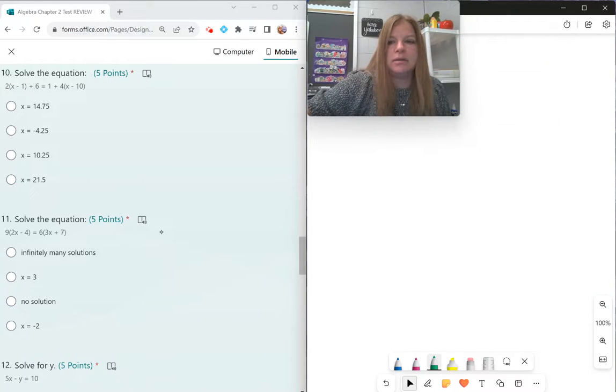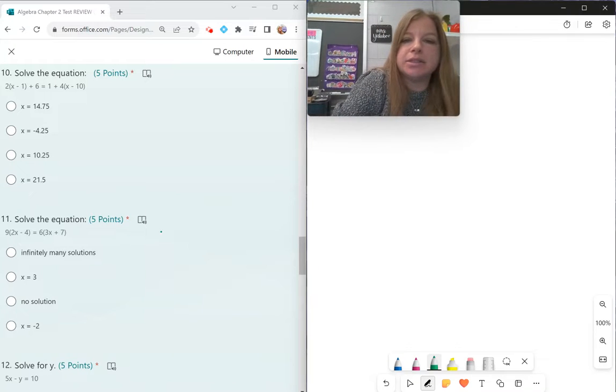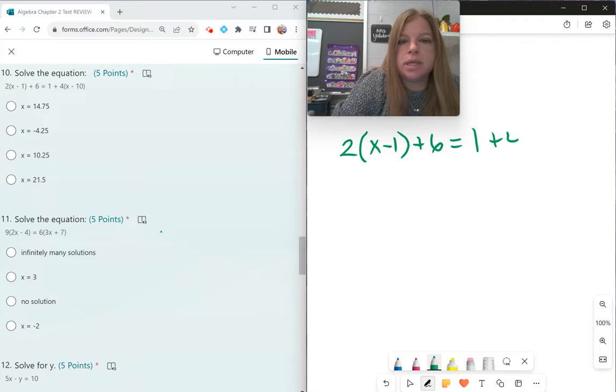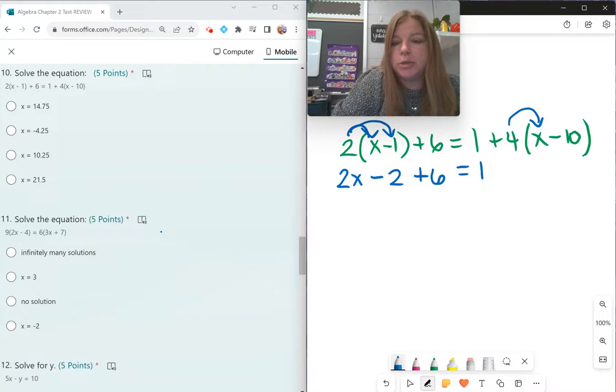Number 10. So a multi-step equation. So let's take a look at number 10. Number 10 says 2 times x minus 1, plus 6, equals 1 plus 4 times x minus 10. Okay, so the first thing I do is I just start distributing. So I've got 2 times x is 2x. 2 times negative 1 is negative 2. Bring down my plus 6 equals, bring down the 1, distribute the 4. So 4 times x is 4x. 4 times negative 10 is negative 40.